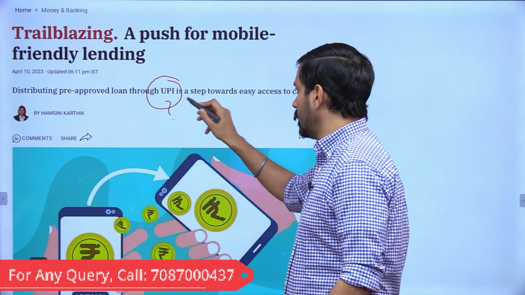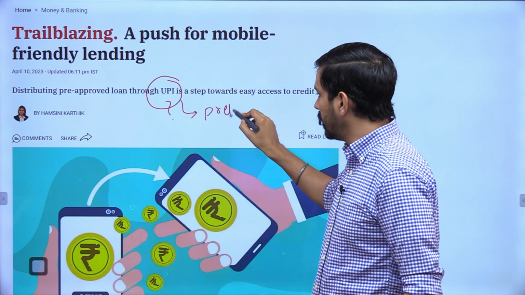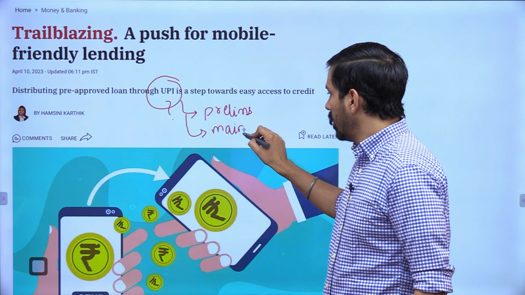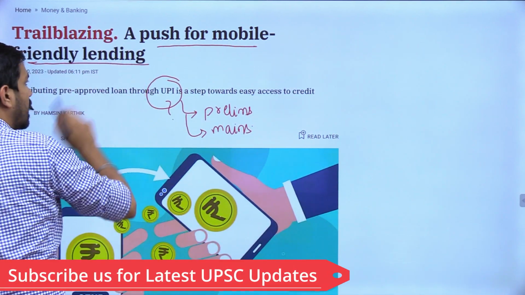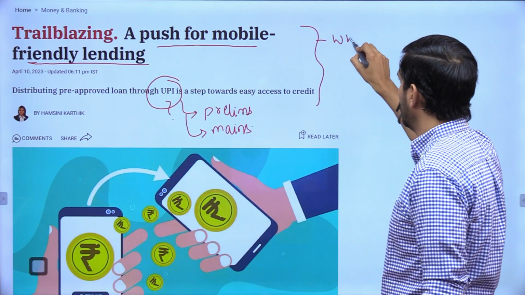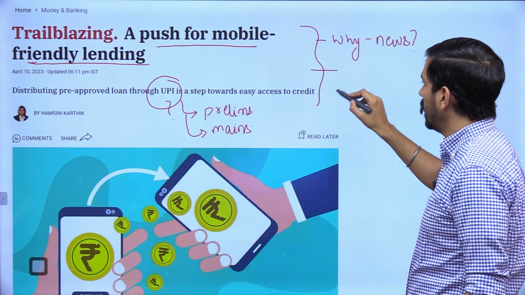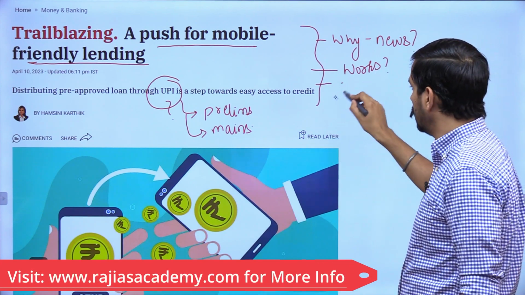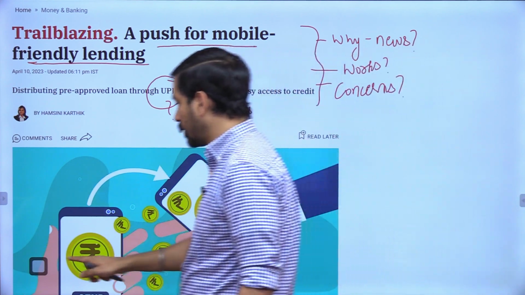The topic, as we know that questions can be asked with respect to UPI, it is a part of your prelims preparation as well as can be asked with respect to your mains paper also. The topic is a push for mobile friendly lending. We will see why this particular topic was in news, how it works, then what are the concerns with respect to its functioning. So, let us start with the topic.